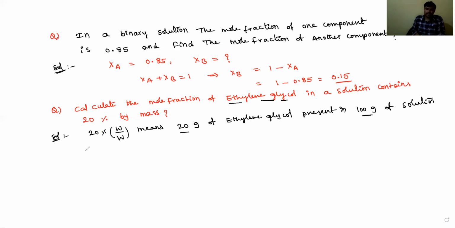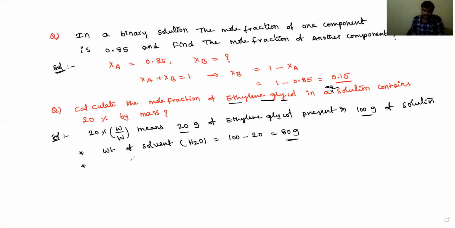Okay, so the weight of solvent, so here the solvent is water only. Here the solution is aqueous in nature. So the weight of solvent is equal to weight of solution 100 minus weight of solute 20, which is equal to 80 grams of water. Okay, now we need to find out the mole fraction of ethylene glycol.